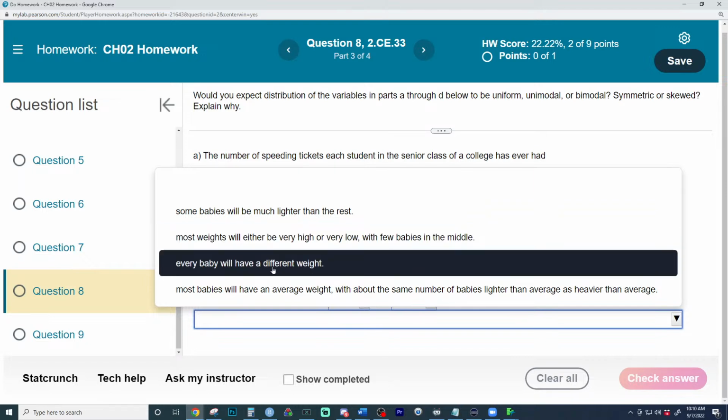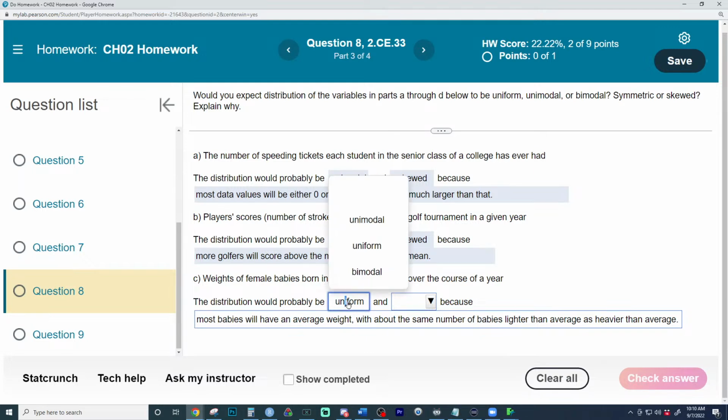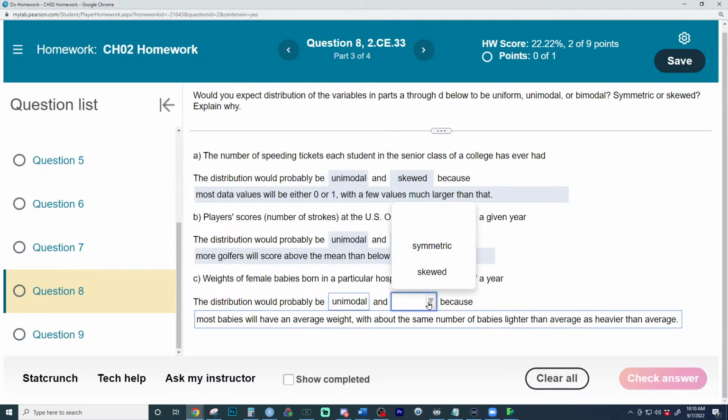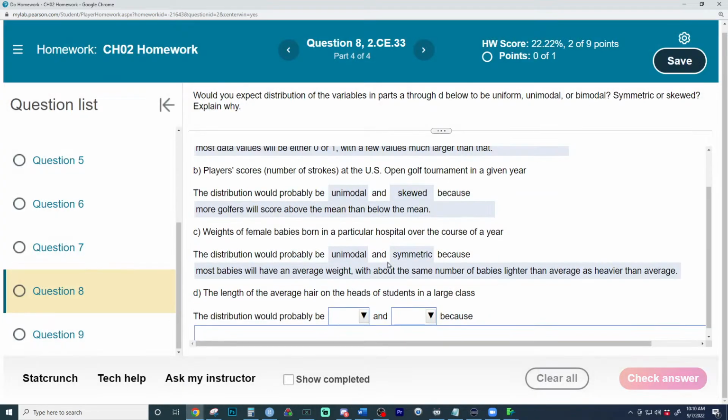No, you've got an average weight of baby. Every baby won't have a different weight. Most babies will have an average weight with about the same number of babies lighter than average as heavier. Yeah, so I think they're going to go for unimodal symmetric right here. You get infinite attempts at these, so even if you get it wrong, you can redo them.